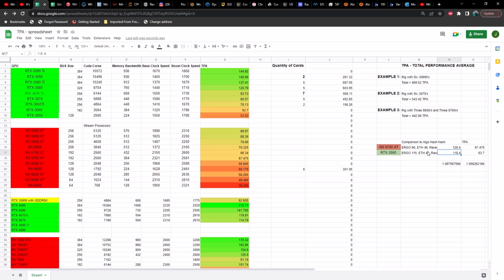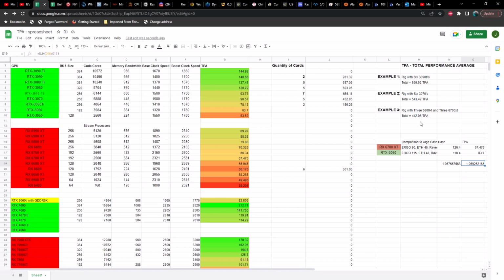But we're not using every single algorithm. And again, the reason we're not is because A, some algorithms will change, B, there's going to be new algorithms, and C, new miners will get more efficient on some of these algorithms. So using the TPA calculator, a 6700 is going to score 67, and a 3060 is going to score 63. Now there's a ratio between these two, and in this case, if you used five different algorithms, that would give you a difference of about 6.7%. Using the TPA calculator, it gives you a difference of about 5.9%.